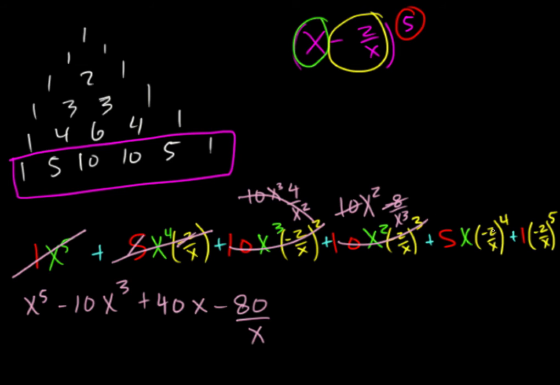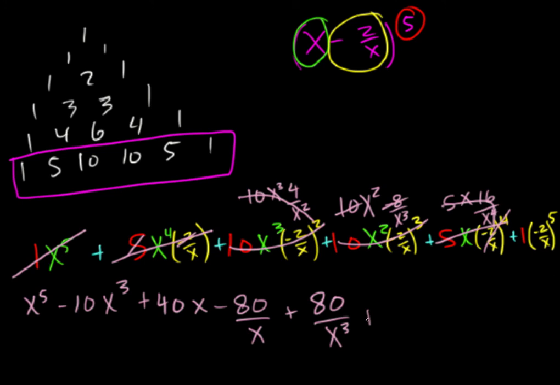Okay, right here, negative 2 to the 4th is 16. Then x to the 4th on the bottom. Then we have x on top. And we have a 5. If we do 5 times 16, we get a positive 80. And if we do x divided by x to the 4th, that leaves us x to the 3rd on the bottom.